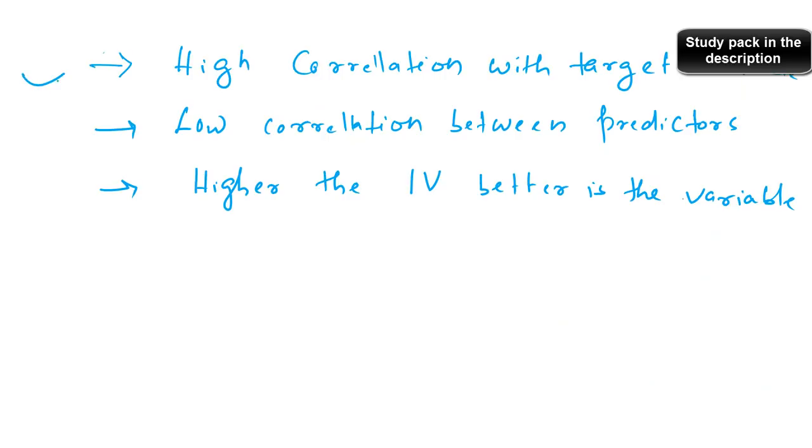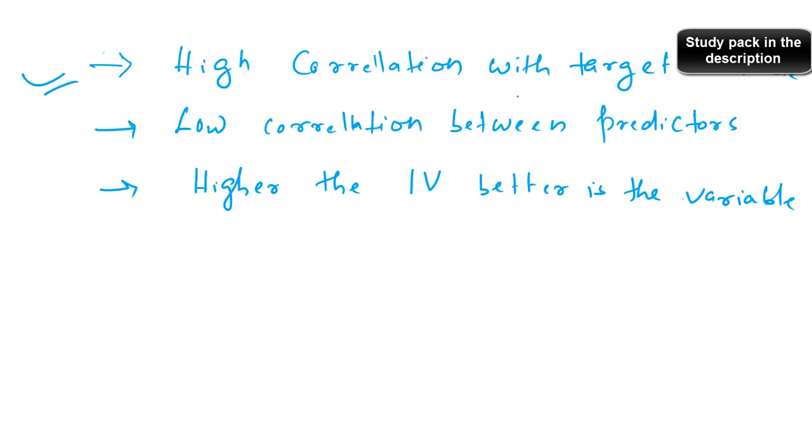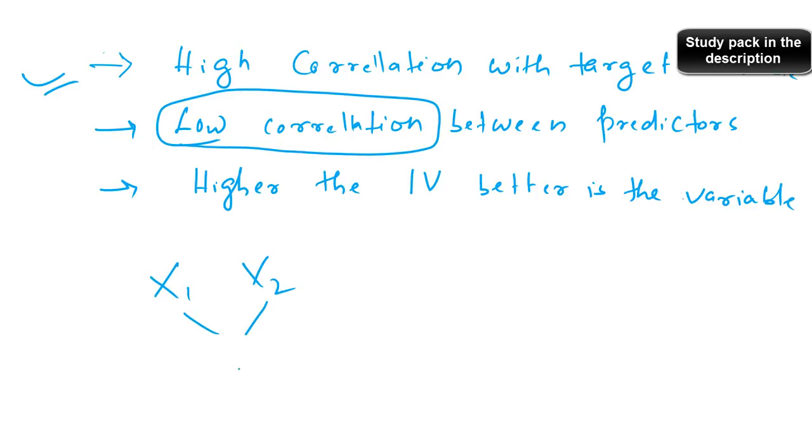So the conclusion we have drawn from the filter methods is that the feature with high correlation with the target variable is going to have the highest preference in the model, with low correlation between predictors. So ensure that you not only have high correlation with the target variable, but also low correlation among independent variables. So x1 and x2 should not have high correlation. That's another point to be considered. But in filter methods, you don't actually look at two variables at once. You just look at one of them and compare it with your y. So it's more of a univariate analysis. The higher the IV, the better the variable.